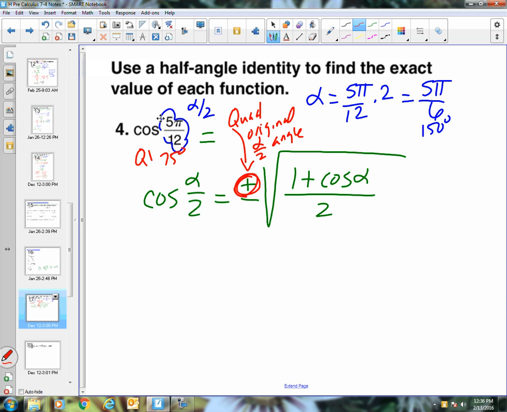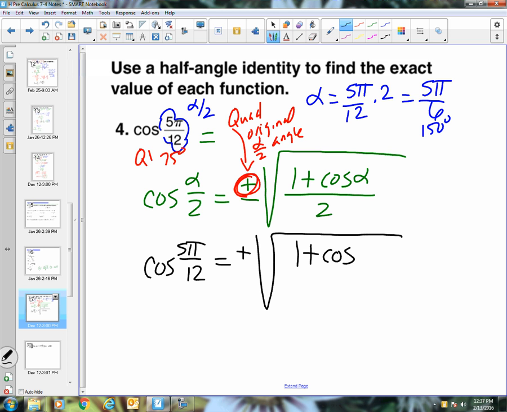Now, if the quadrant for the original angle would have been 2 or 3, so cosine in quadrant 2 or 3, then I would have chosen the negative. So it always goes by the original angle, because that's what you're trying to find the answer for. All right, so let's write this out. We have cosine of 5 pi over 12, or 75 if you prefer. It's going to be positive, just to emphasize that. 1 plus cosine of alpha. Okay, well, what's alpha? That's your doubled original angle. So when we took 5 pi over 12 and times it by 2, or you took 75 and times it by 2, that's the angle that we're talking about, the 150 then. That's the one we supposedly know something about.